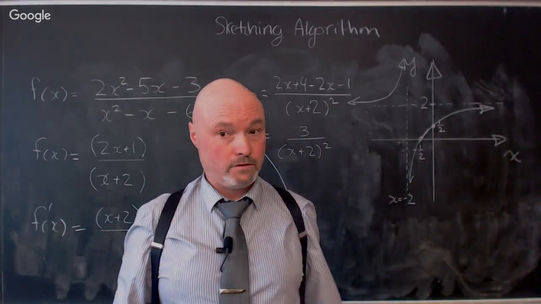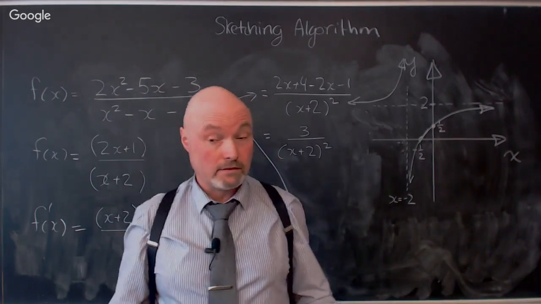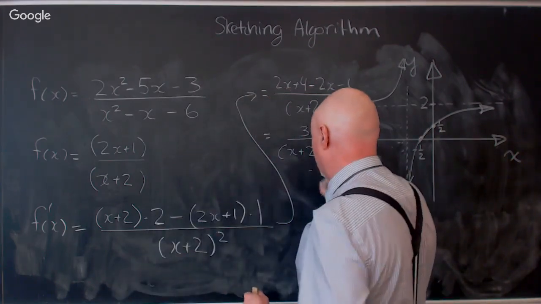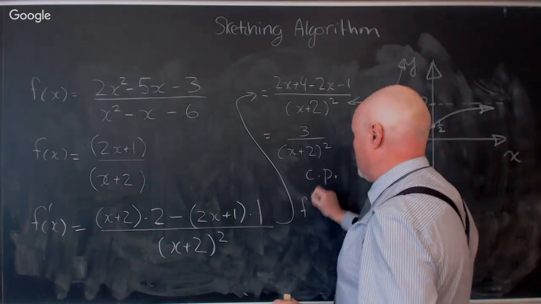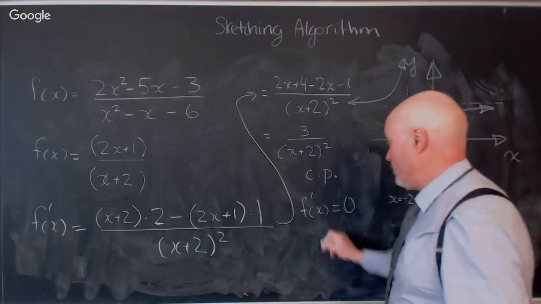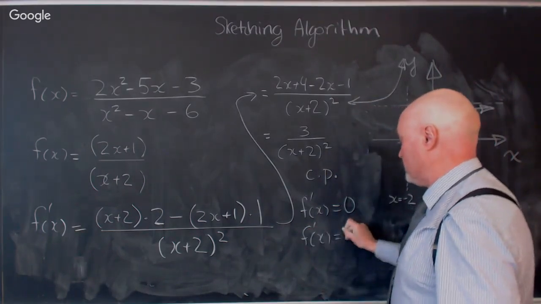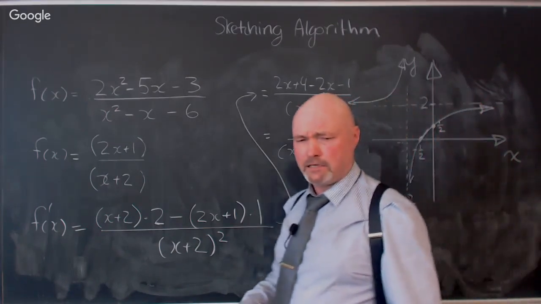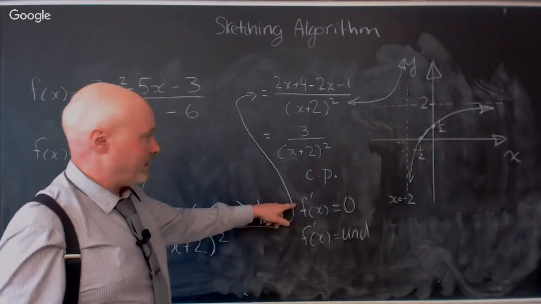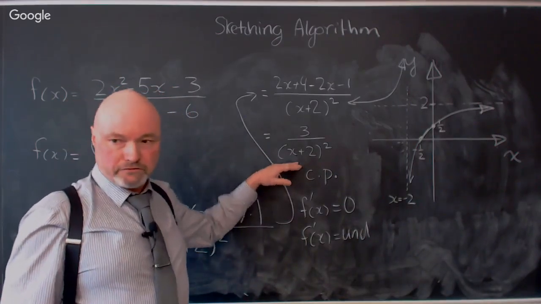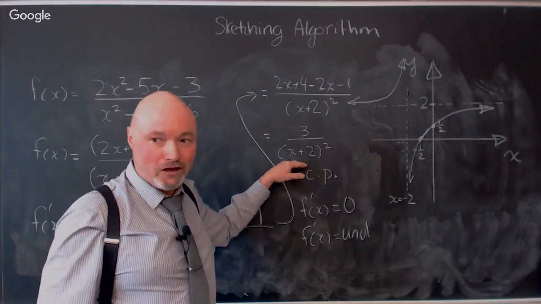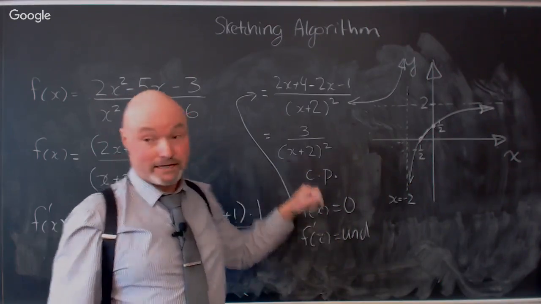Okay. Definition of critical points. We can identify them in two cases. Critical points occur when the first derivative is equal to 0, or when the first derivative is undefined. Okay, anyways, when is the first derivative ever equal to 0? No, nice try. It's undefined when x is -2.